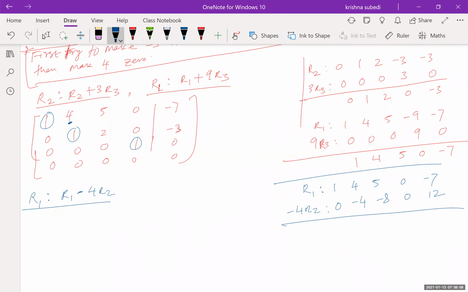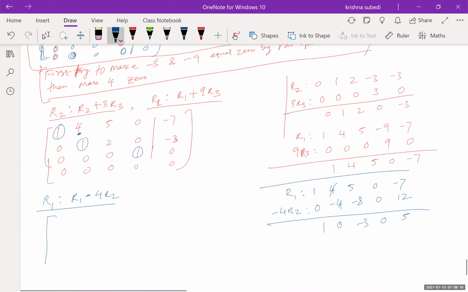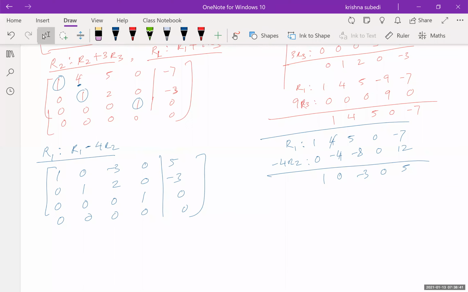Now, if you do the calculation, you're going to get 1, this will be 0, this is -3, 0, and 5. Let me just copy this value here. So I get 1, 0, -3, 0, 5. And then R2, we did nothing. Let me just copy as it is: 0, 1, 2, 0, and -3. And then this will be 0, 0, 0, 1, 0, and 0, 0, 0, 0, 0. Okay, now it satisfies those extra two properties as well.